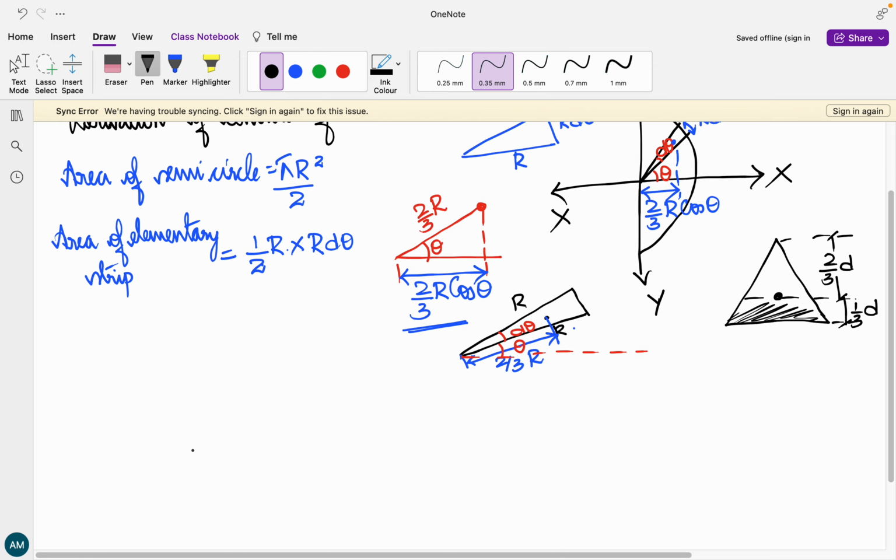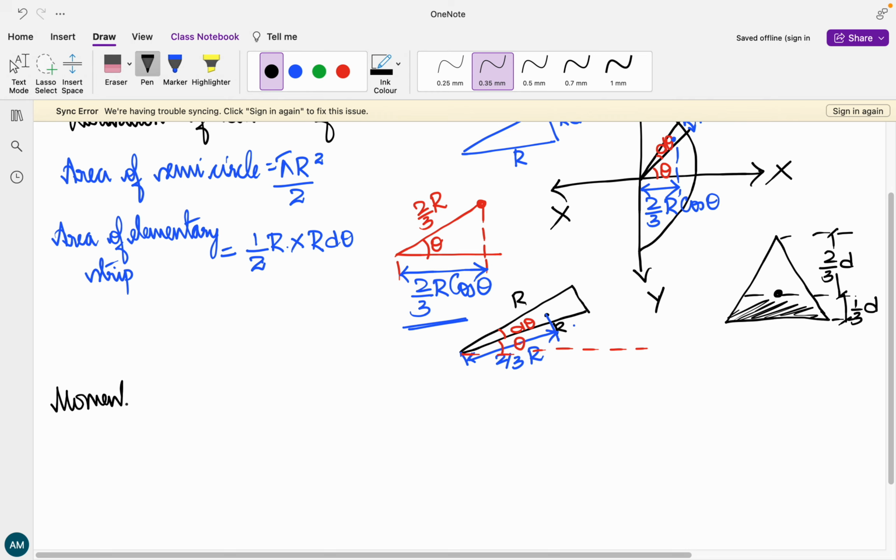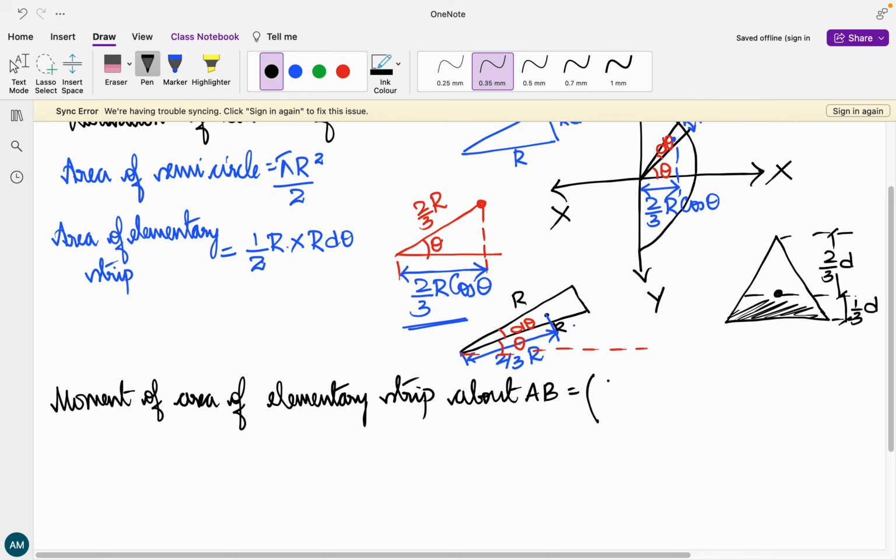The next thing I'm going to do is find the moment of area of the elementary strip about AB. The moment of area is first the area of the strip, that is half into r d theta, or r square d theta, into the perpendicular distance 2 by 3 r cos theta. The 2 and 2 get cancelled, r square into r is r cube, into cos theta d theta divided by 3.